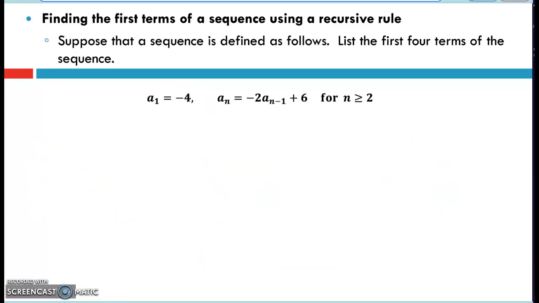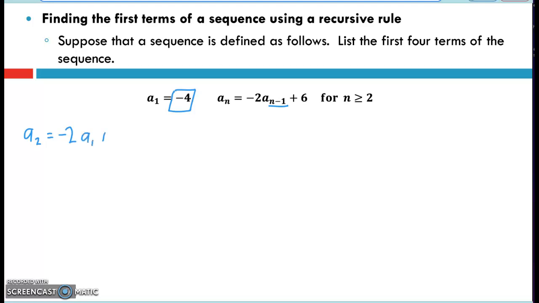Okay, so I'd like you to take a look at this. We want to find the first 4 terms. I want you to maybe pause and see if you can find one of the terms, and then you can follow through with the rest. Go ahead and pause the video and see how far you can make it. We know the first term is negative 4. So we're going to use this first term to find the second term, which is negative 2 times a sub n minus 1. But if n is 2, what is n minus 1?